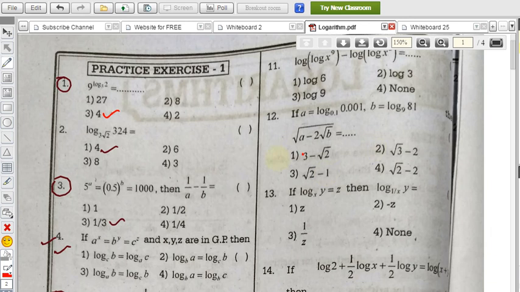Similarly, this also: log of log x power 9 minus log of log x power 3. So using the log of p by q formula, this power 3. Log of p by q, I said one property, right? So 9 by 3 means 3. Log 3 will come.